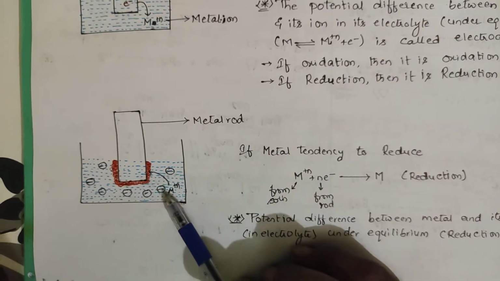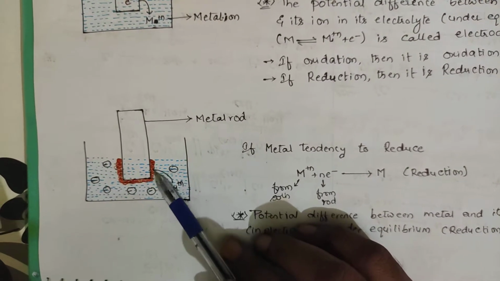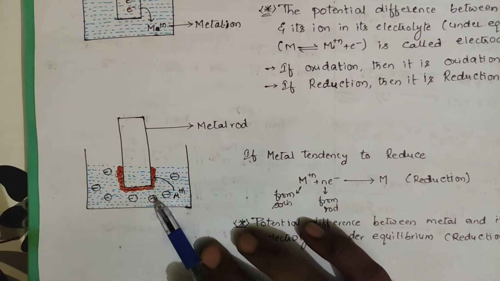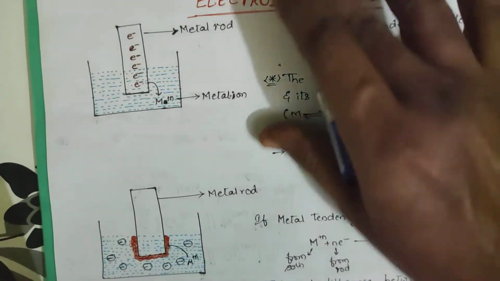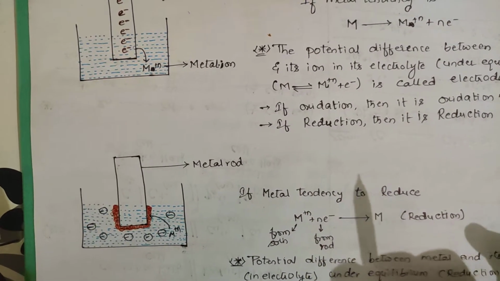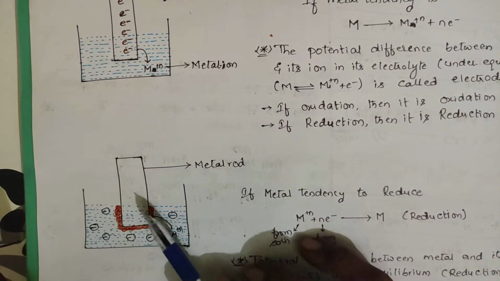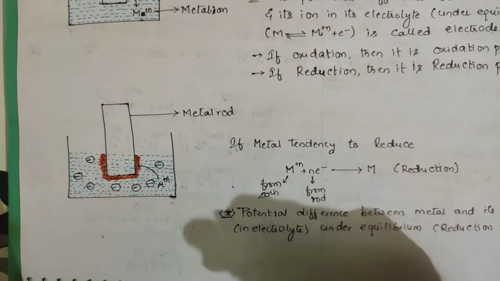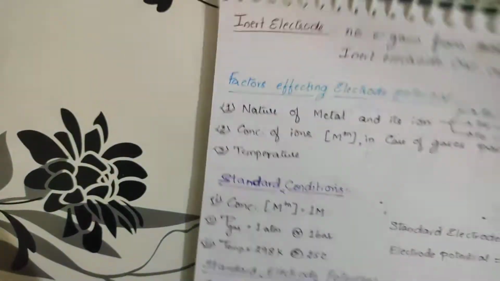So this cation as well as anion will exist at the border in equilibrium. That potential occurring here, in this case, is called the reduction potential, because reduction is occurring. In the other condition oxidation is occurring, so this is called the oxidation potential. The potential difference between the electrode and its ion in the electrolyte under equilibrium condition is called the electrode potential. If oxidation occurs, it is called the oxidation potential. If reduction occurs, it is called the reduction potential.